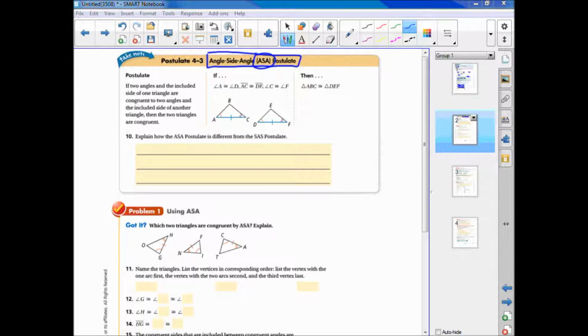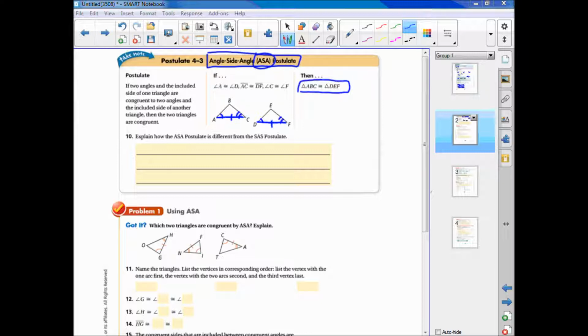So it's very similar to the SAS, but in that case we had 2 sides with a congruent included angle, and this time we have 2 angles with an included side. All right, so in this first diagram, if A is congruent to D, so they're marked with this part, and AC is congruent to DF, so AC and DF are congruent, and C and F are congruent, so we're marked with these. All right, then we can tell that triangle ABC and triangle DEF are congruent, and that's because they have 2 pairs of congruent angles, and the side included between them is congruent in both of them.